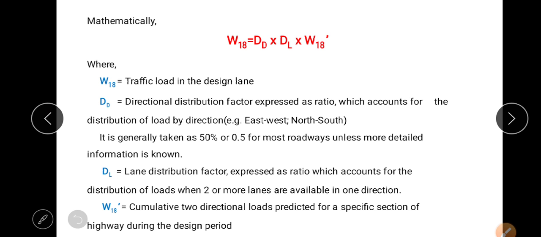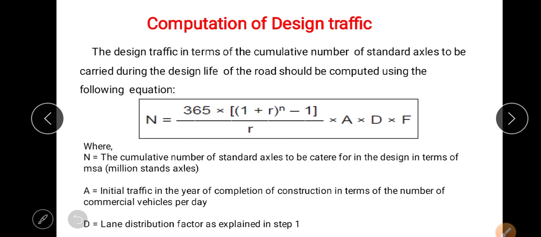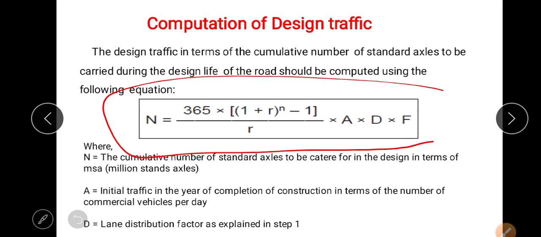Lane distribution factor was completed. Vehicle distribution, everything is completed. Even this formula was explained in detail except N, A, D, F. I asked you to send it through Google platform, but unfortunately due to some technical or practical reason, I could not put the question on the Google Classroom platform. Today I will be going to post it. Please answer what is N, what is A, what is D, etc.